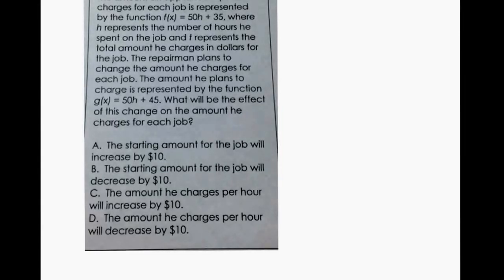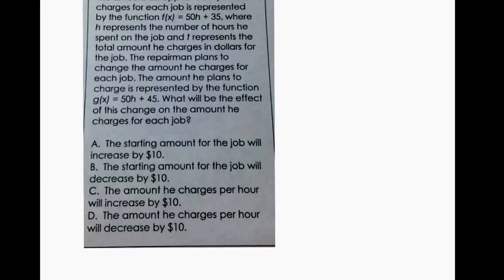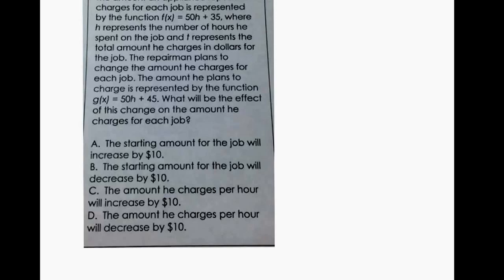Alright, this is one of the problems from the activity we did the other day. It says the amount an appliance repairman charges for each job is represented by the function f of x equals 50h plus 35, where h is the number of hours he spent on the job, and f represents the total amount he charges for the job. The repairman plans to change the amount he charges for each job. The amount he plans to charge is represented by the new function g of x equals 50h plus 45. What will be the effect of the change on the amount he charges for each job?